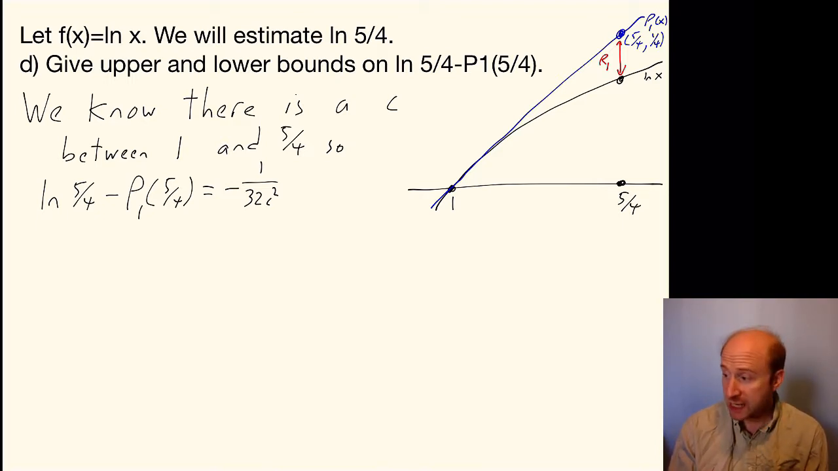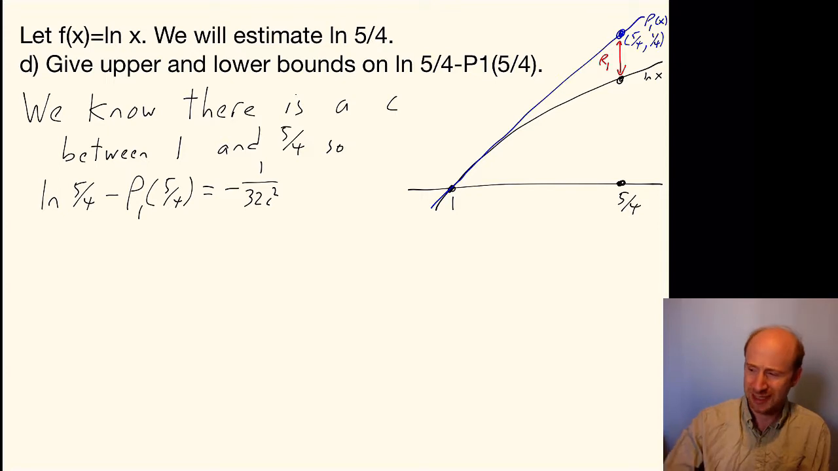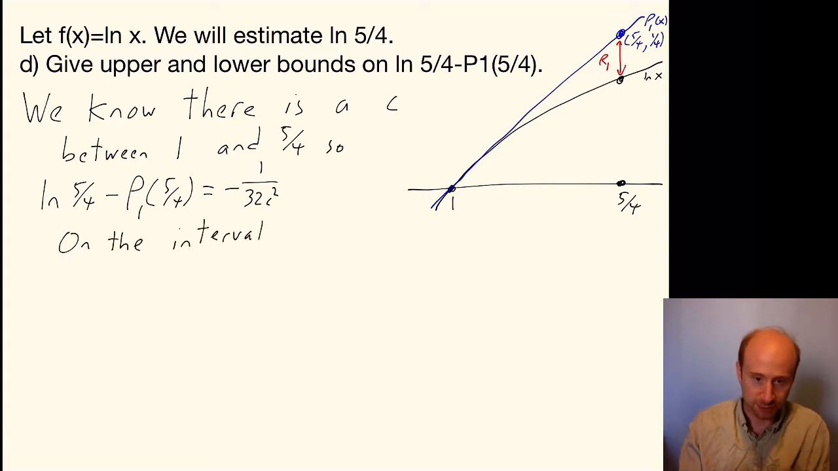In general, this is a single variable optimization problem. In Calc 1, you learn some techniques about how to optimize functions on an interval. But in this case, you might just look at this and know that this is an increasing function. As c gets bigger, this thing is increasing, right? Negative 1 over 32c squared is negative, and it's approaching 0 from below. So as c gets bigger, we get a bigger value, a value closer to 0 from below.